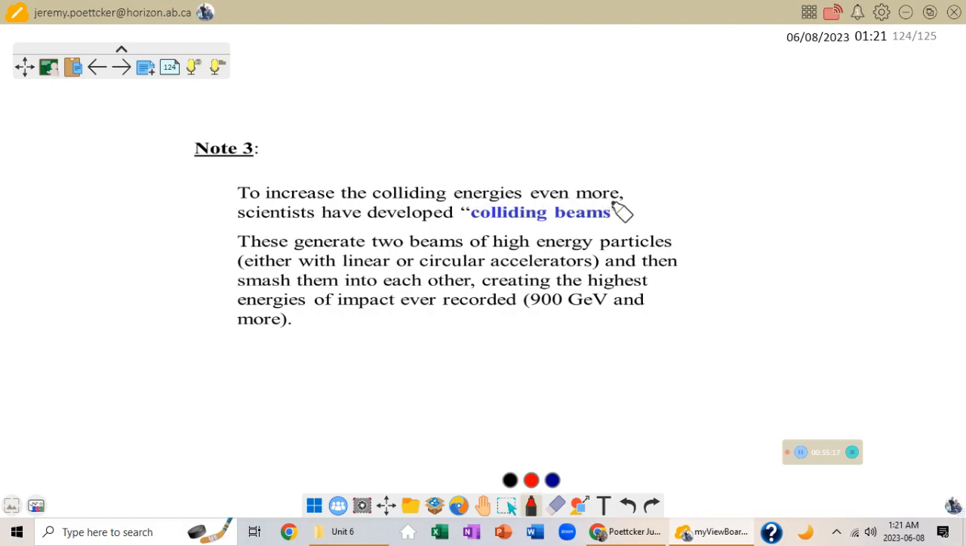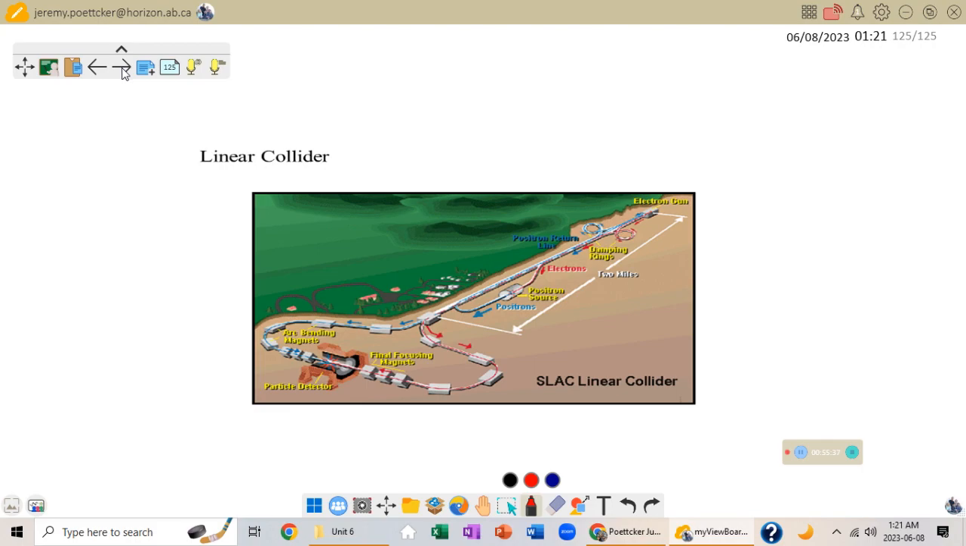So to increase the colliding energies even more, scientists have developed colliding beams. This is where they generate two beams of these high energy particles with linear or circular accelerators and smash them into each other. When this was written anyways, the highest energy of impact was about 900 gigaelectron volts. And so we've got a linear collider here, and you can see, basically we've got two trains that go this way, and at this point here they get split and then smack into each other right here.